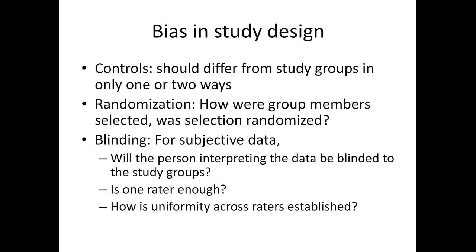There are approaches to doing this that should be followed. This applies not only to animal research, but also to any type of qualitative research. When you're evaluating subjectively in a qualitative manner, having multiple raters and documenting uniformity across raters should be established. And you can see this done.